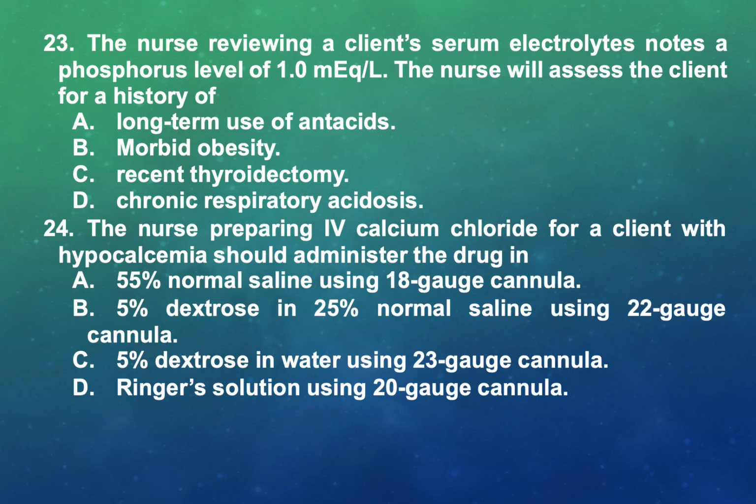A common cause of this is the long-term use of aluminum or magnesium-based antacids. This medication binds to phosphorus in the gastrointestinal tract, preventing its absorption and leading to depletion over time. 22, the answer is letter B.